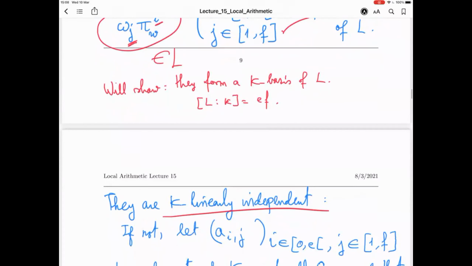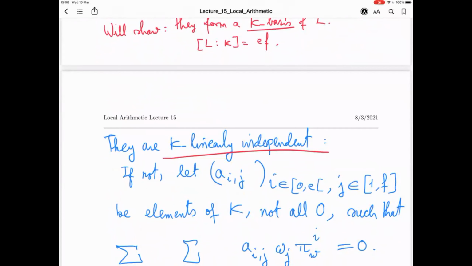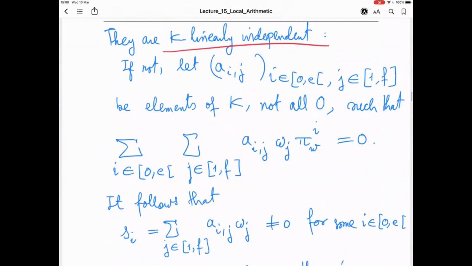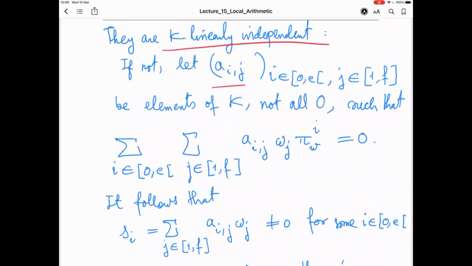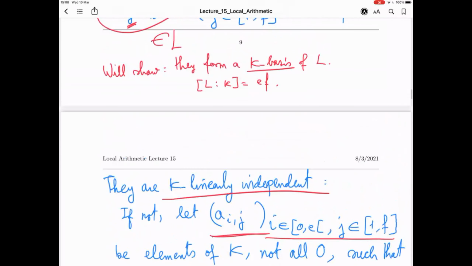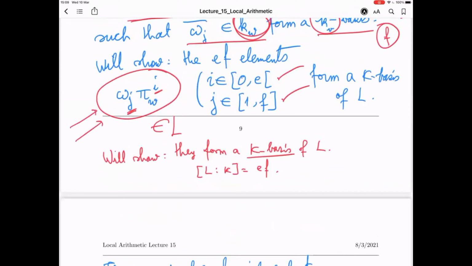Now, in order to show that they form a basis, I have to show that they are linearly independent and that they generate L. So first, let's show that they are linearly independent. If they're not, then I can find scalars indexed by the same set by which these vectors, so to speak, these things, they are vectors in the vector space L.